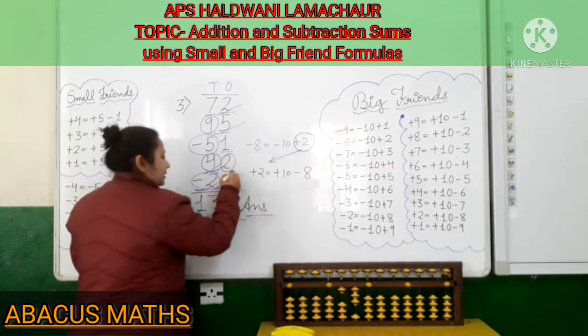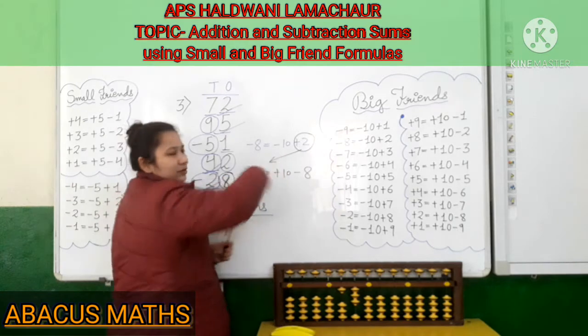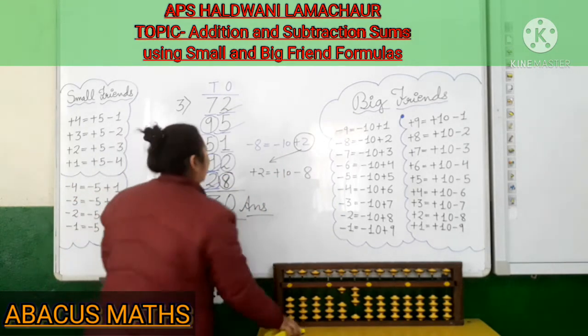See in this 8, for subtracting 8, we have used the formula twice. Now kids, we will move to our fourth sum and the last sum.